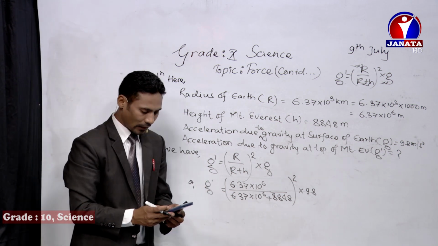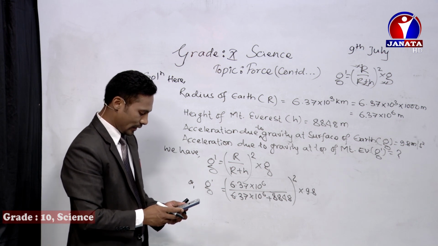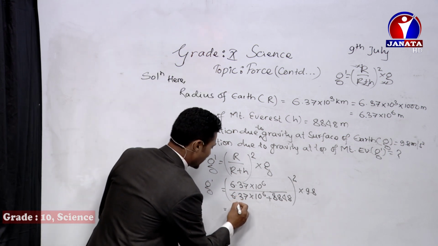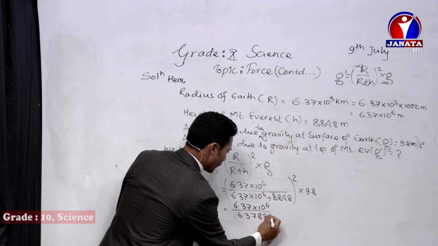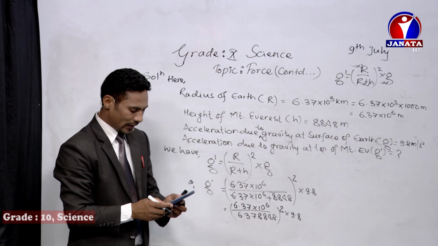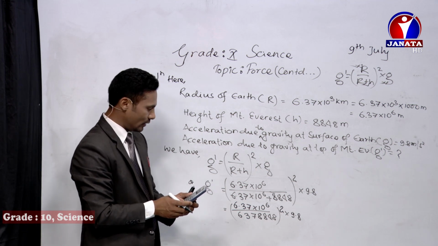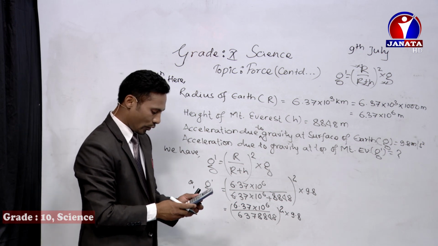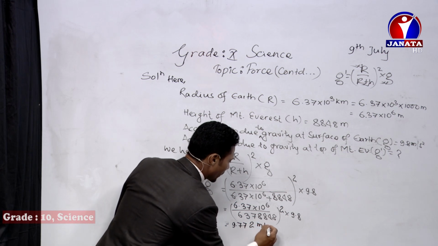So let's simplify this. You also can solve with the help of a calculator. Let me add the denominator first, 6.37 into 10 to the power 6 plus 8848 meter. So 6.37 into 10 to the power 6 divided by 6378848, squared, into 9.8. Let me solve this directly: 6.37 into 10 to the power 6 divided by 6378848, square this and multiply by 9.8. It gives the value of 9.772 meter per second square.